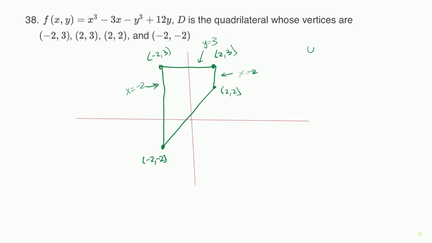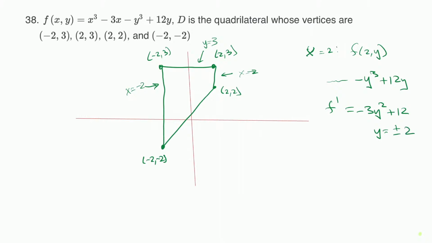Let's here just show you what I mean by this. X is equal to 2. You get f of 2y is a bunch of stuff. These are constants, minus y cubed plus 12y. And so f prime is negative 3y squared plus 12. Y is plus or minus 2. So you get a nice, easy plus or minus 2. I guess there's one, and there's one down here that isn't on that boundary. Same thing here. It'll be plus or minus 2.